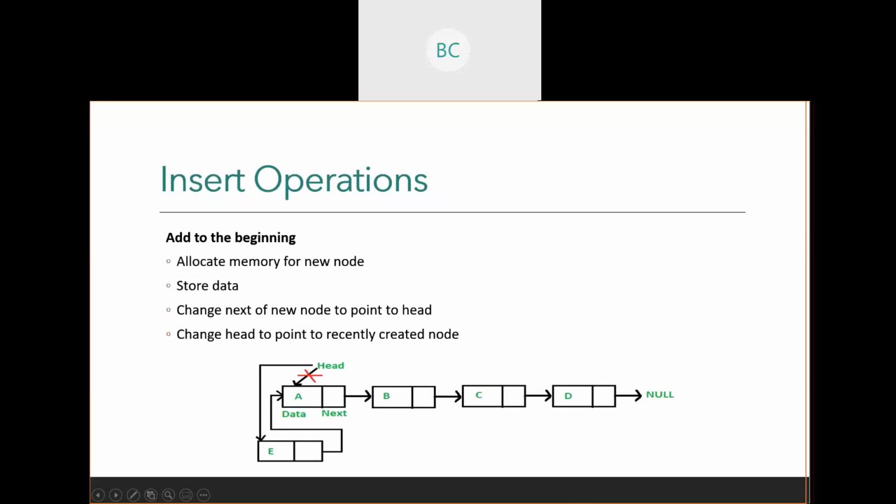So insert operation can be done in three ways. One is at the beginning. So when you want to add an item into the linked list, you will simply allocate memory for a new node. It's not like you are allocating memory for data. It's like you are just making some space for your new node because you are going to add a new node. Then you will simply store your data in the new node.